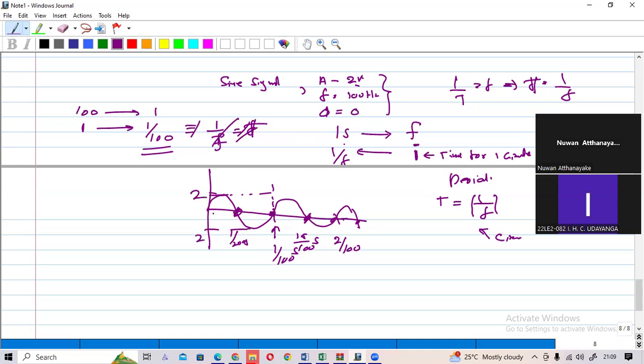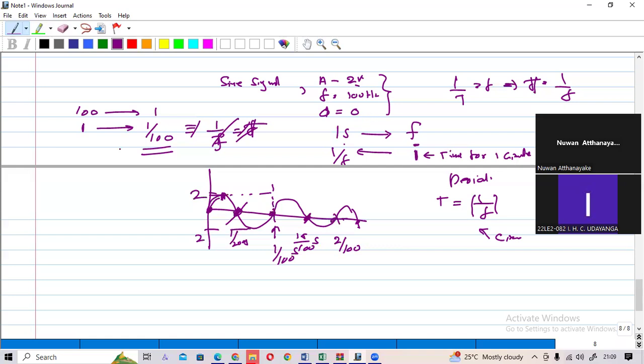Phase is 0. Phase 0 means you are starting from here. See, if this is 90, you are starting from here. If this is 180, you are starting from here. So that is how you can draw a sinusoidal signal.